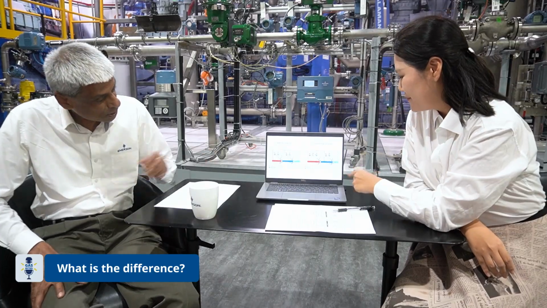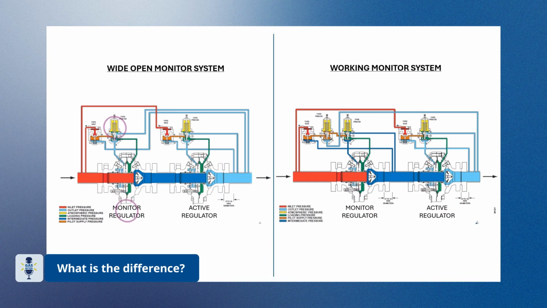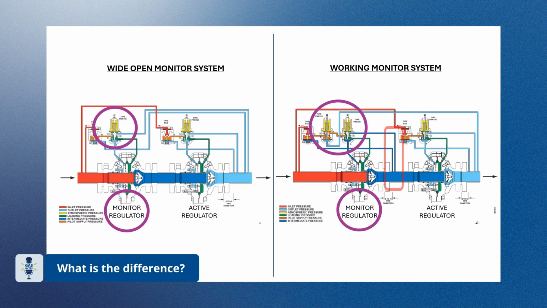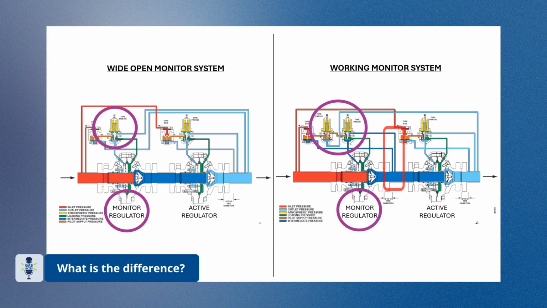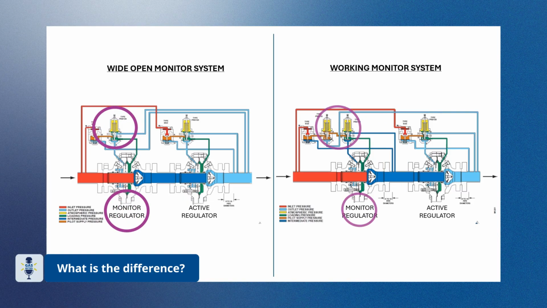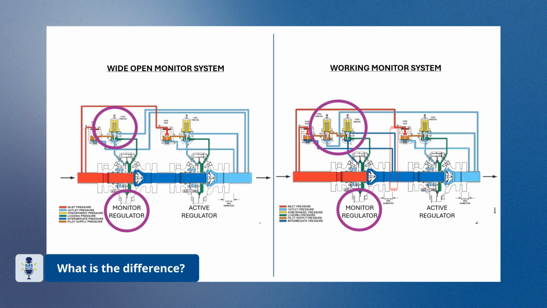For ease of understanding, I'd like to use the pictures on the screen. On the left, we have the wide open monitor system schematic, and on the right, the working monitor system schematic. Primarily, in the wide open monitor schematic, the monitor regulator has only one pipe, whereas in the working monitor system, the monitor regulator has two pipes. That's a significant difference.